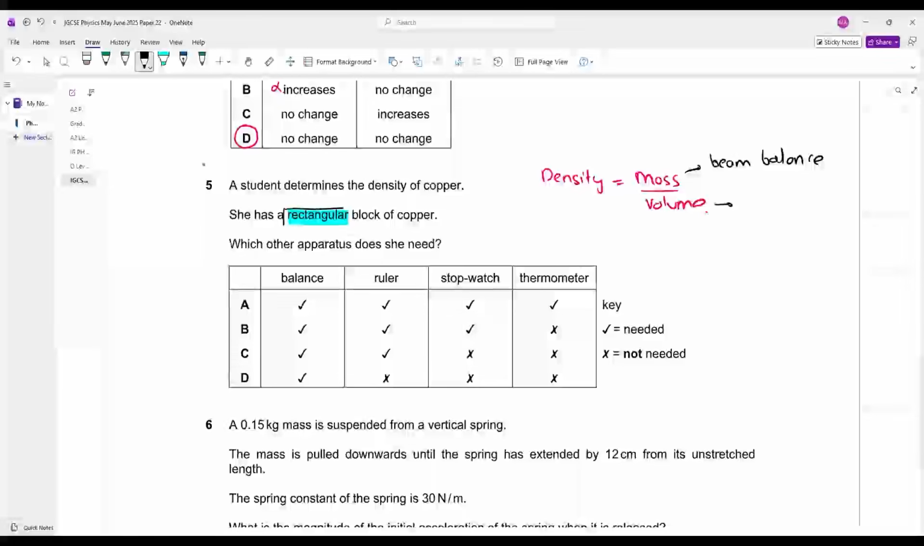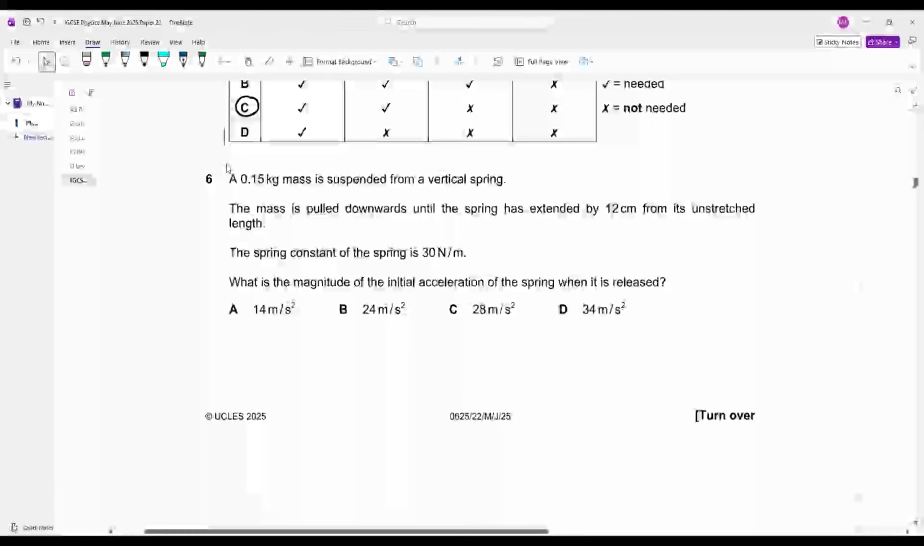This is a rectangular block. तो वॉल्यूम किस तरह डिटरमाइन करोगे? You will measure the sides using a ruler. आप साइड्स को मेजर करोगे using a ruler and then you will apply length into breadth into height. So basically, you need a ruler and a beam balance. Which answer will you choose? C is your answer. Simple. अब आ जाओ क्वेश्चन नंबर 6 पे बेटा.